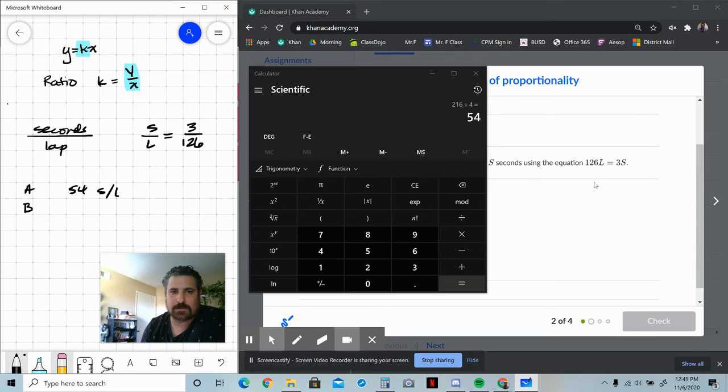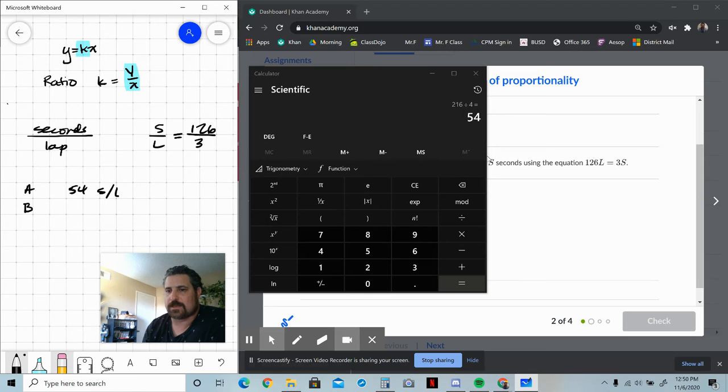If you were to look at this ratio and you were to set the cross product for it, wouldn't it be 3L equals 5S times 126? So that's not going to work. That's not the right way to set it up. Let's see if we set up a better way. We want to set it up so that seconds over laps, so that we have the 126 times the L and the 3 times the S. Okay, so now you've got a better situation here.